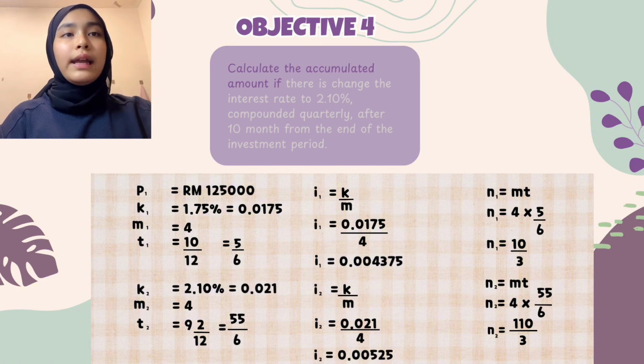0.00525. For N, we use N2 equals M multiplied with T, which is N2 equals 4 multiplied with 55 over 6, and the answer of N is 110 over 3.